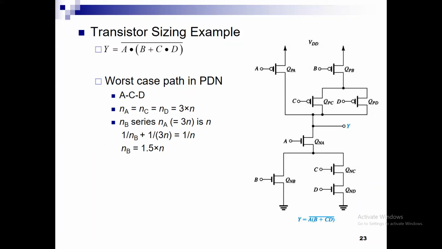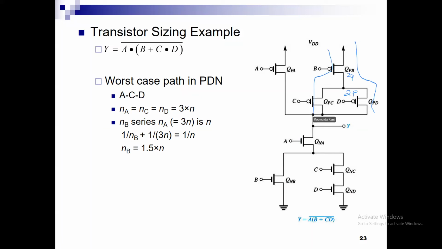So let us now look at the pull-up network. The pull-up network has 3 individual paths. This one, its length is 2. This is the longest path. So here I will have 2P, and this is 2P.